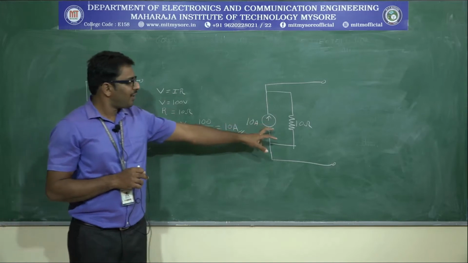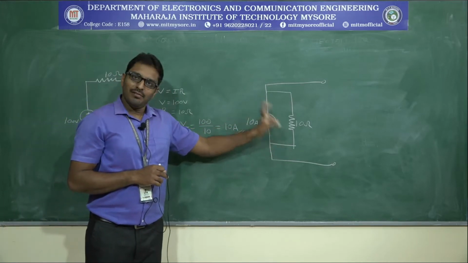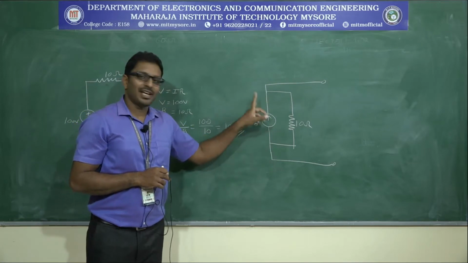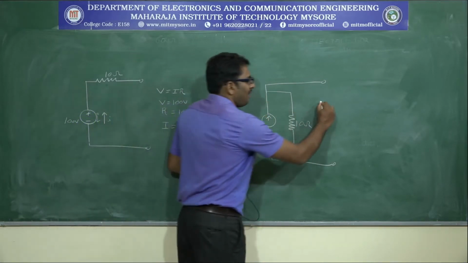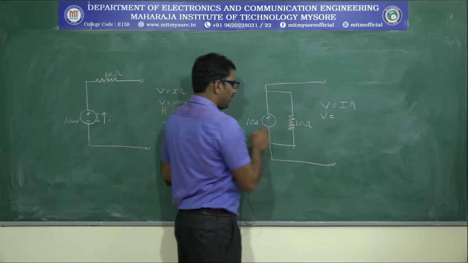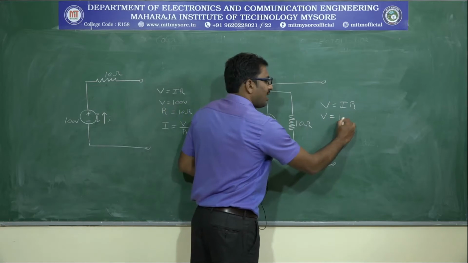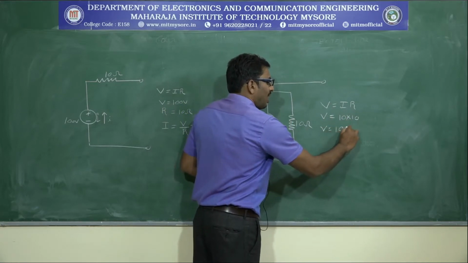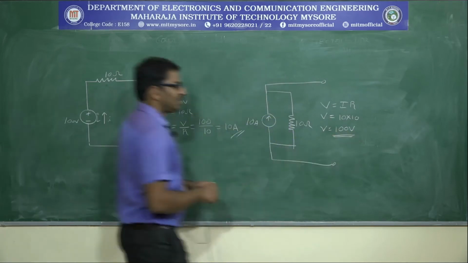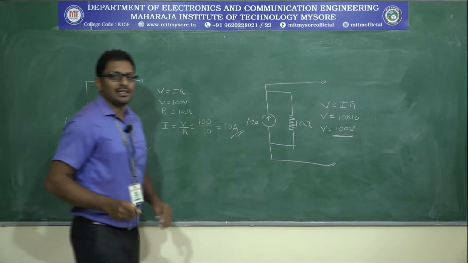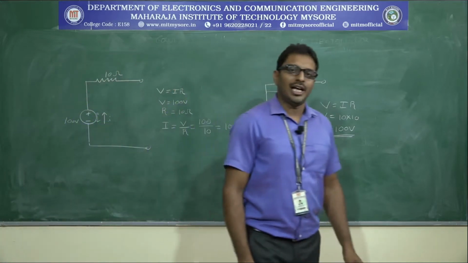If you want to verify, once again obtain an equivalent voltage source for this current source. Again by Ohm's law, V is equal to I into R. So V is equal to, I is known as 10 and R is also known as 10. So V is equal to 100 volts. See, this is the same as 100 volts. So this is known as source transformation.